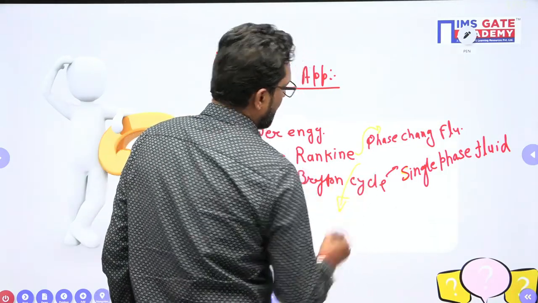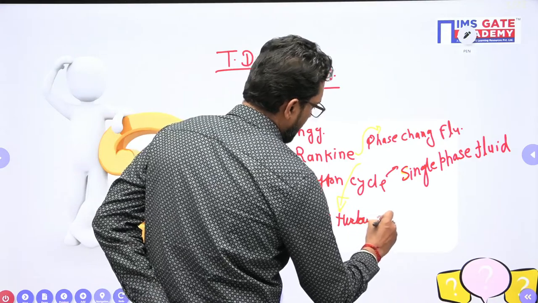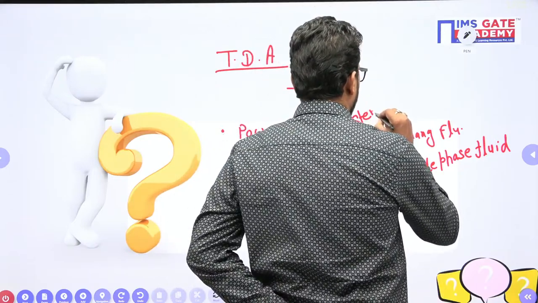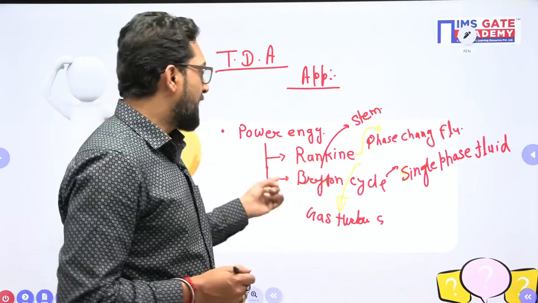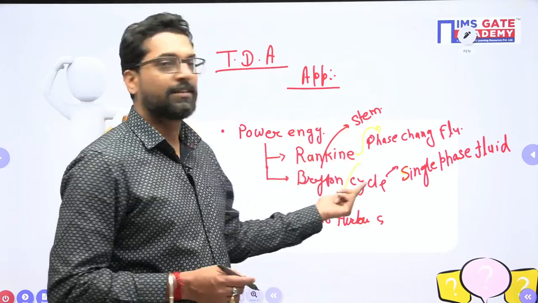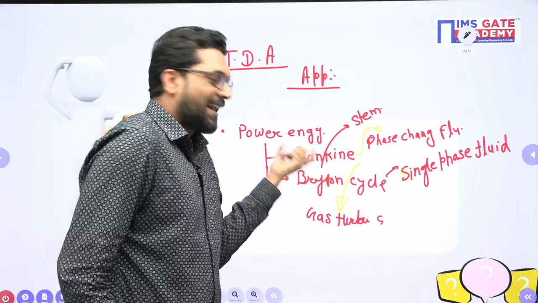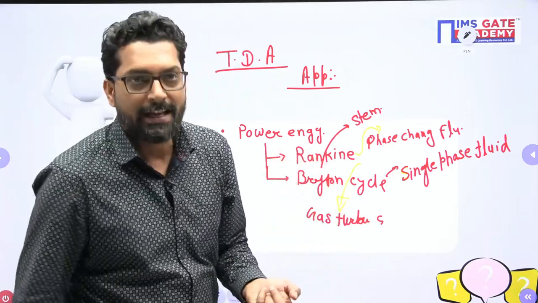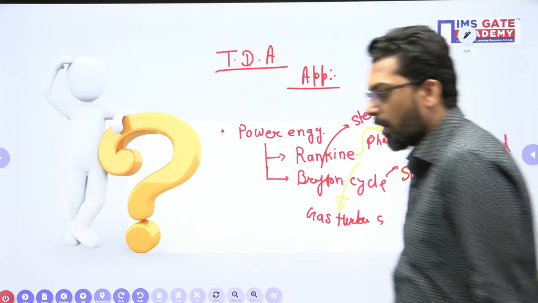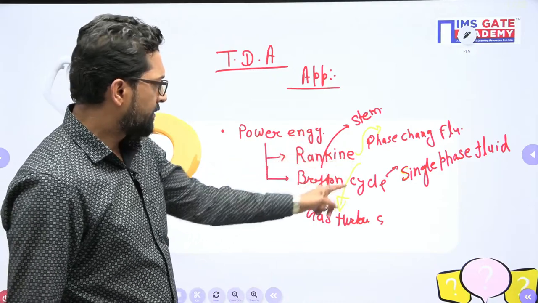Okay, the Brayton cycle is used in a gas turbine cycle, and the Rankine cycle is used in a steam turbine cycle. See, beta, NTPC, National Thermal Power Corporation of India Limited, uses the Rankine cycle and the gas turbine cycle, both installed in the same power plant. To back up the Rankine cycle, they also install the Brayton cycle. But the efficiency of the Brayton cycle is very low compared to the Rankine cycle. That means the work ratio is very high for the Rankine cycle as compared to the Brayton cycle. So for power engineering, we are studying these two cycles.